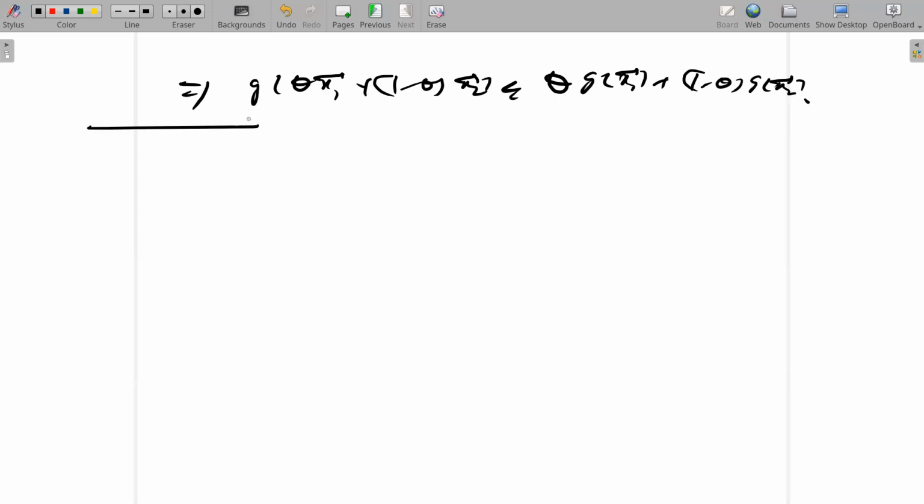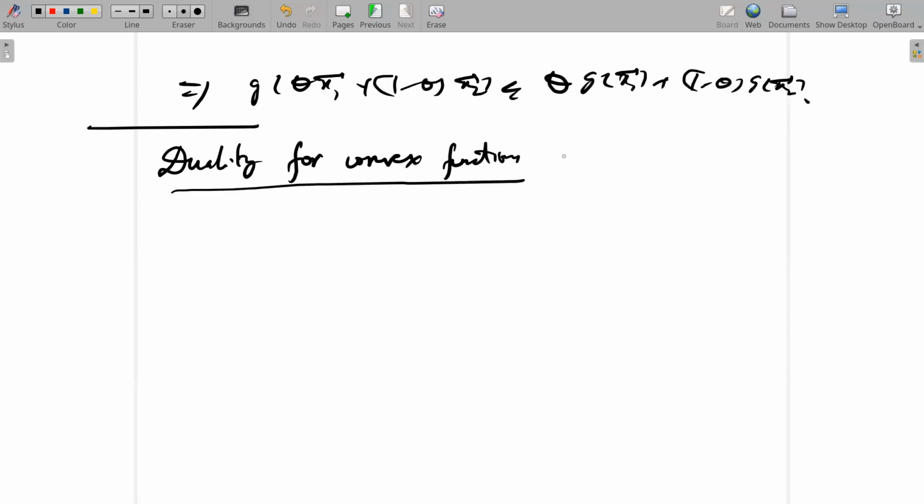All right, so I'm going to assume this was clear. And the next notion we are going to talk about is the notion of duality for convex functions. These are also known as conjugate functions.